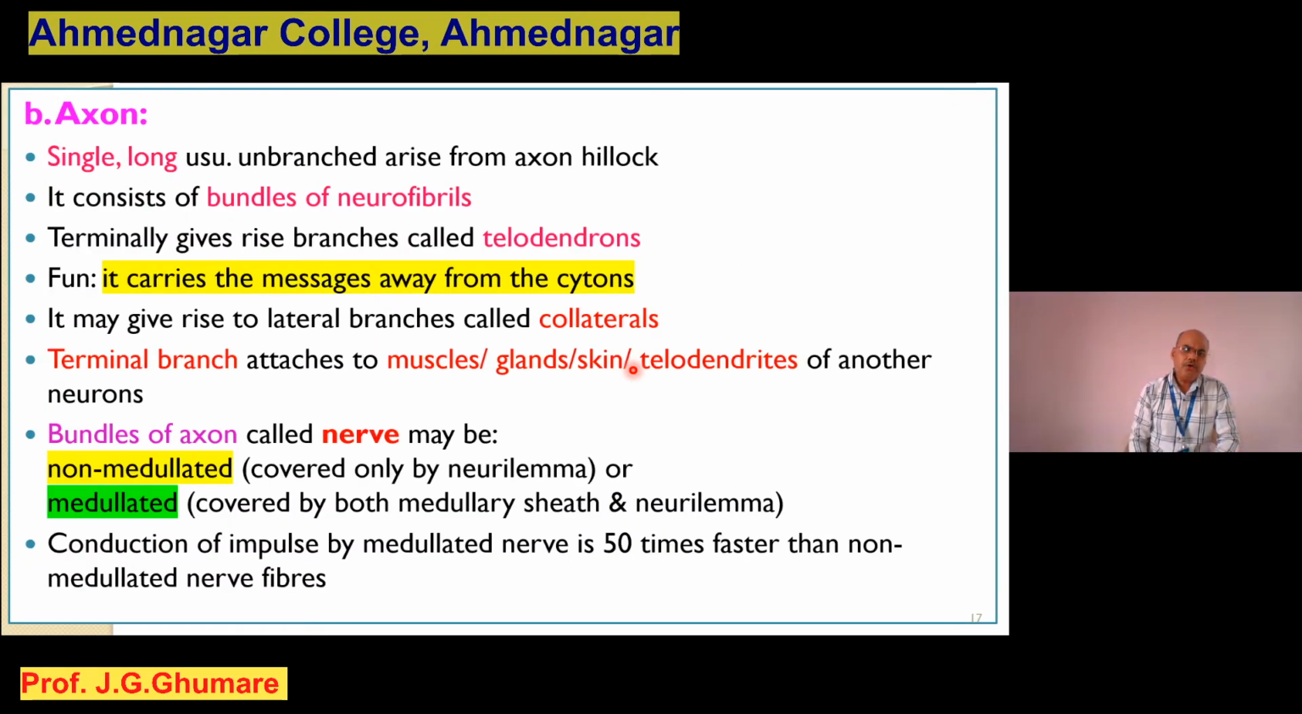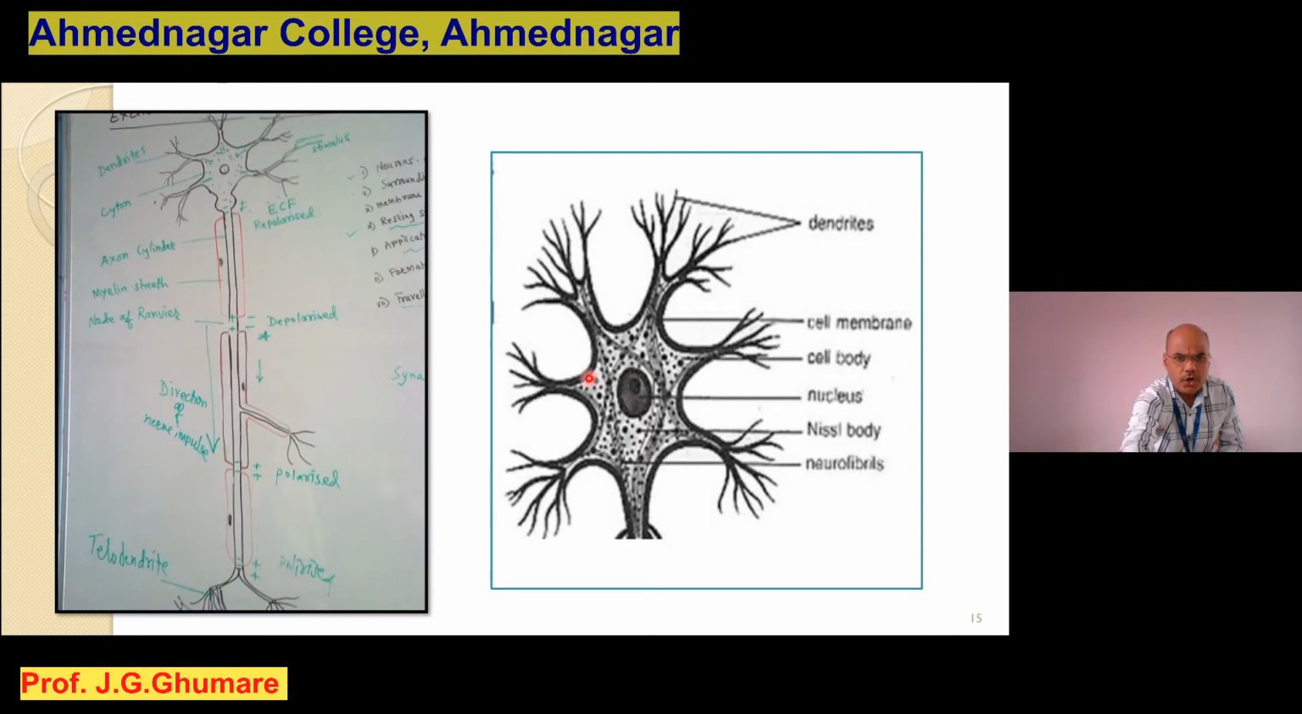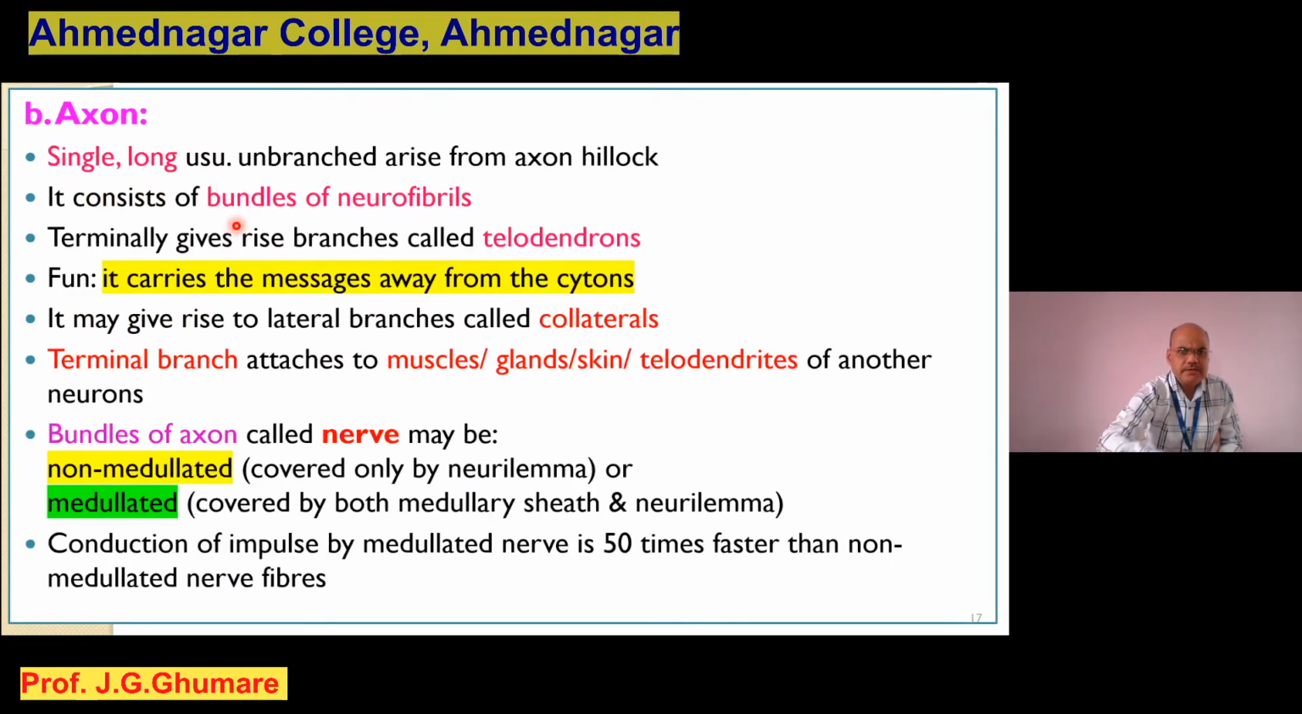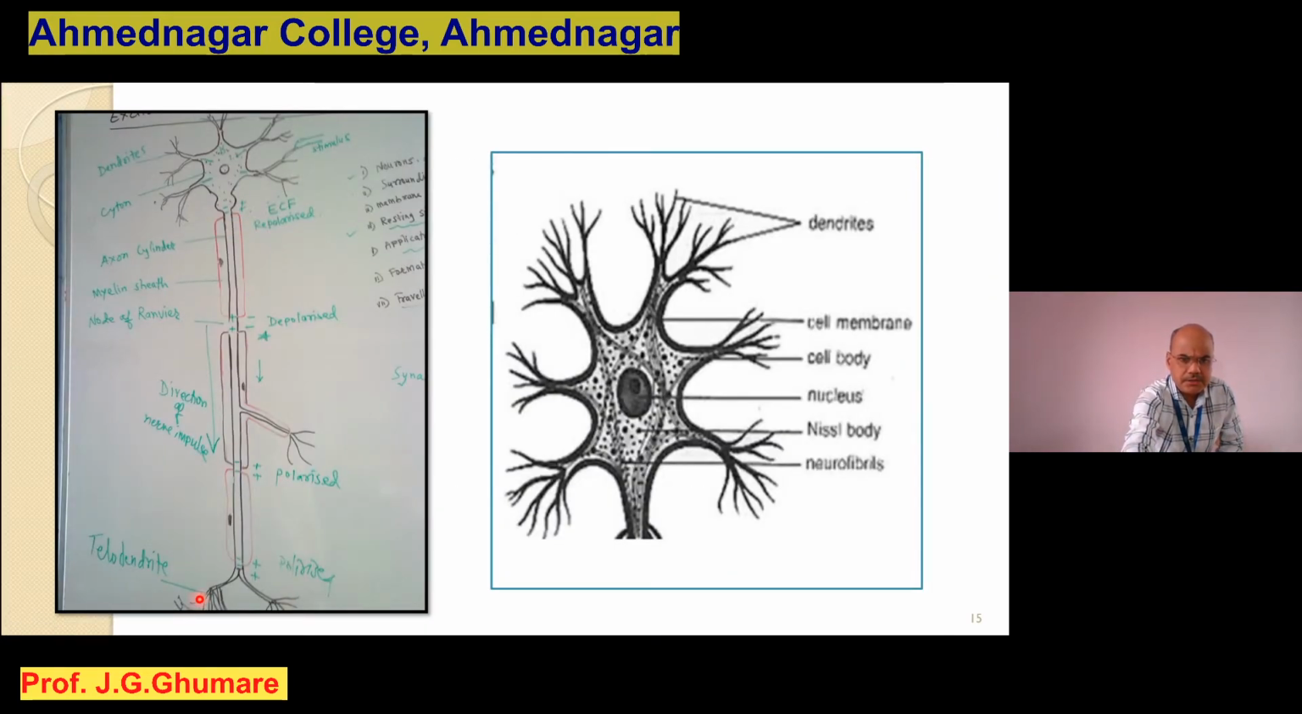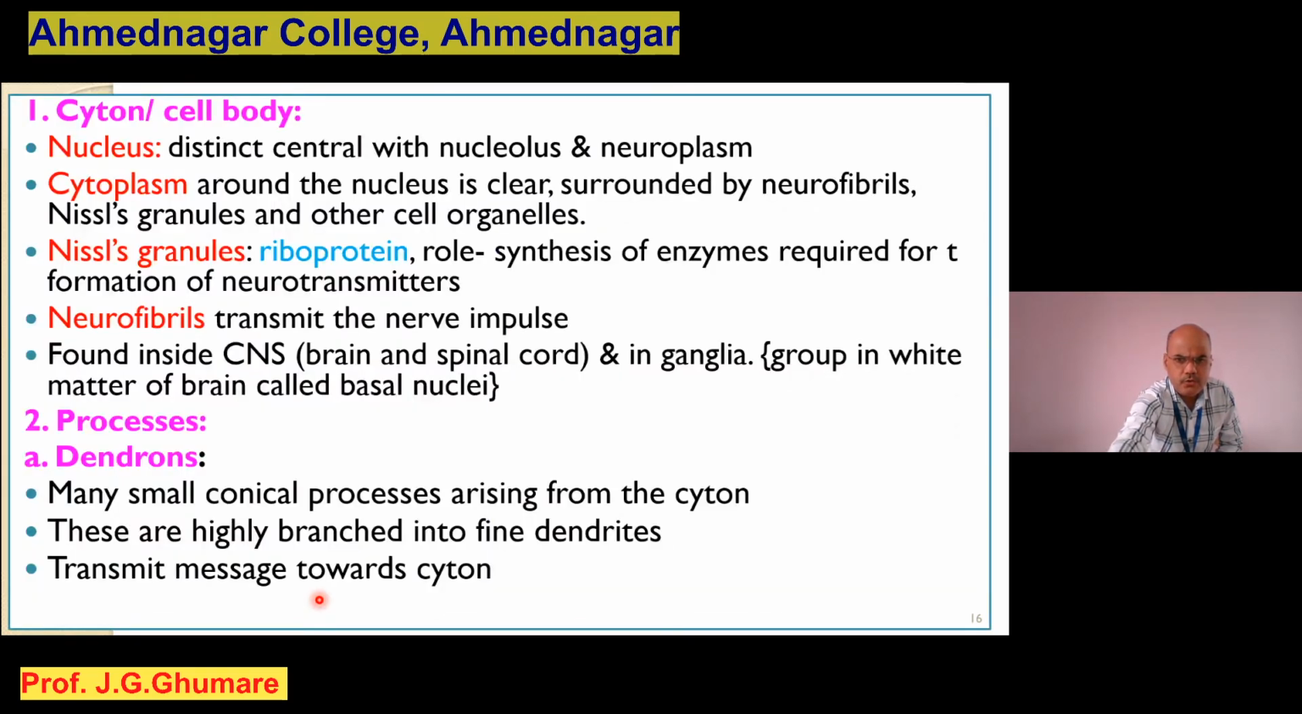And then I told you about the long process, the one which is usually single, long, and usually unbranched. Here in the diagram I am showing a branched one, and the one which arises from a bulging. And this bulging is called an axon hillock. See here, this is the bulging that is called an axon hillock. I'll repeat: the single process, the one which is long usually, and unbranched, arises from a bulging called the axon hillock, and the one which will contain bundles of neurofibrils inside. Terminally, the one which will give rise to branches, these branches are called telodendrites. Here are the branches, these are called telodendrites. Similar to dendrites, they are towards the distal end, so they are called telodendrites.